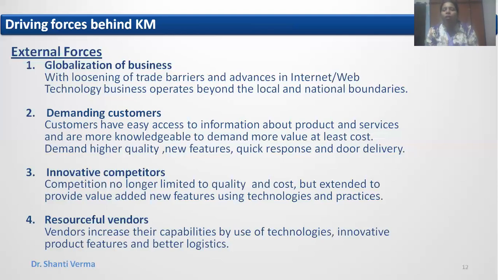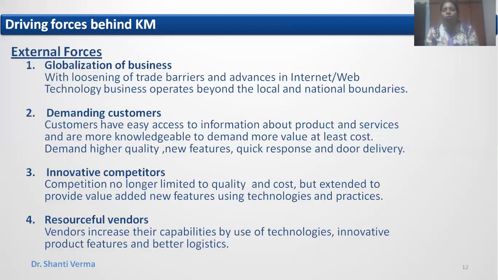The third is the innovative competitors. Competition is no longer limited to quality and cost, but extended to providing value-added new features using technology and practices. For any business, it is important to keep an eye on the technologies used by the competitors and always improve its own technologies with updated technologies, so that we can develop a better product and maintain our status in the market.